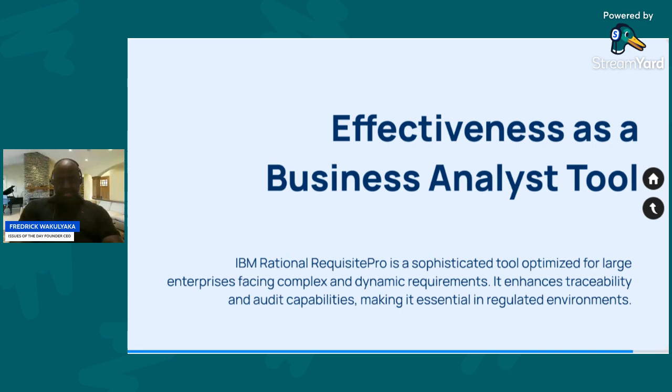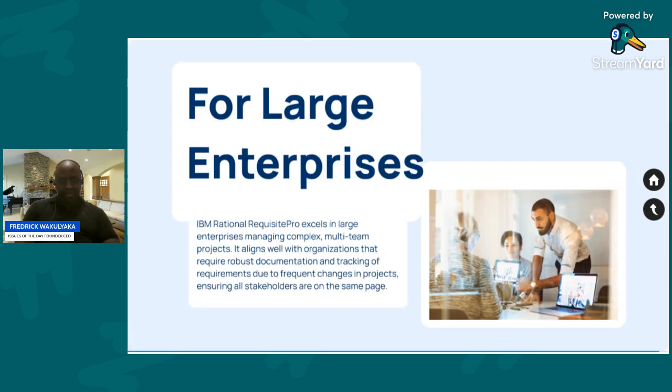Effectiveness as a business analyst tool. IBM Rational RequisitePro is a sophisticated tool optimized for large enterprises facing complex and dynamic requirements. It enhances traceability and audit capabilities, making it essential in regulated environments. For large enterprises, IBM Rational RequisitePro excels in managing complex multi-team projects. It aligns well with organizations that require robust documentation and tracking of requirements due to frequent changes in projects, ensuring all stakeholders are on the same page.